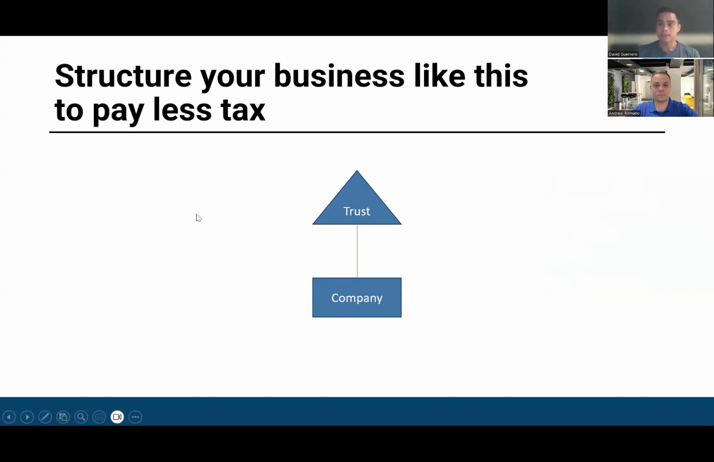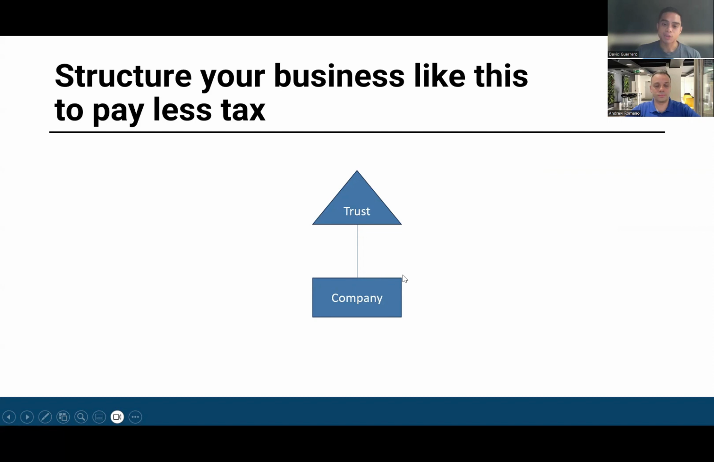So in a very simple business structure, normally we would have the company, which is 100% owned by the business owner. But in this example, instead of having the company owned directly by the business owner, it can be held by a trust that you as a business owner control. So you are likely the beneficiary and the director of the trustee company.